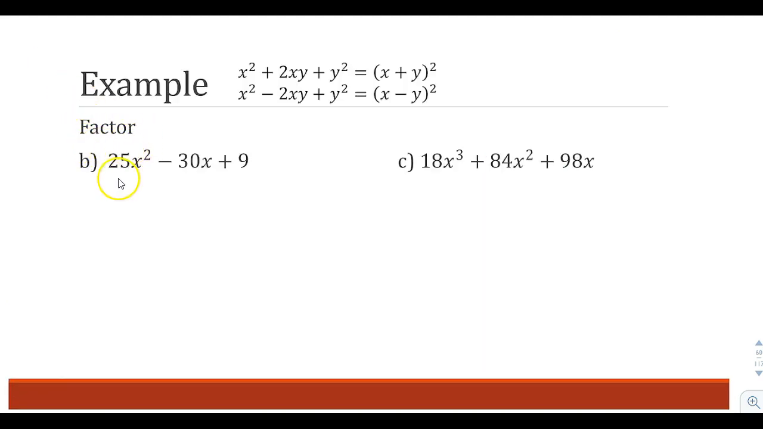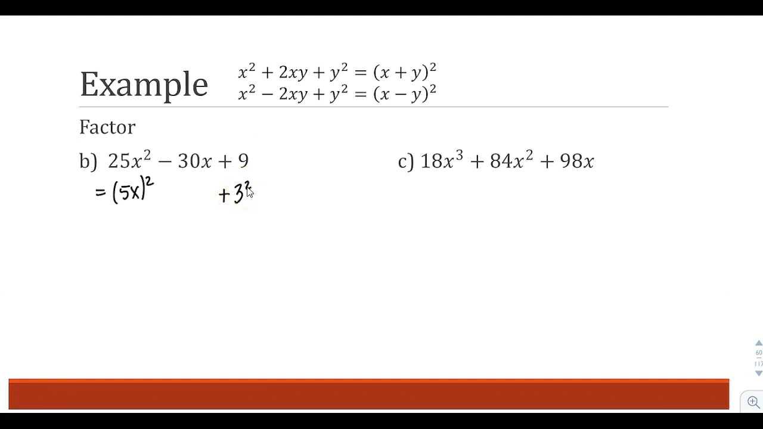Alright, in this example we're going to factor 25x squared minus 30x plus 9. And again, we can use our guess and check method, or we can rewrite the middle term and then use factor by grouping, but we want to recognize that 25x squared can be rewritten as a perfect square. So we have 5x squared in the first term, and then the last term can be rewritten as a perfect square. We need that last term to be plus a perfect square, we have 3 squared.